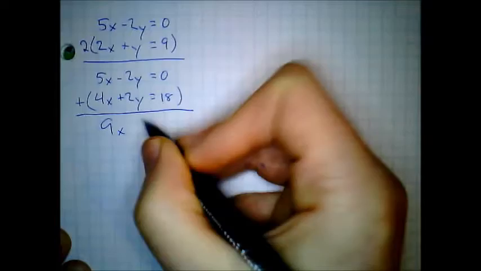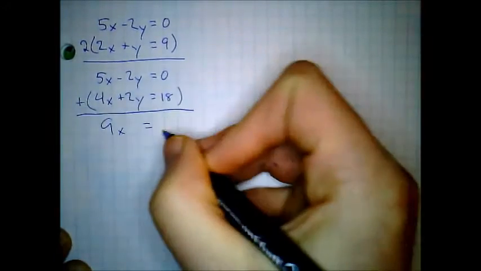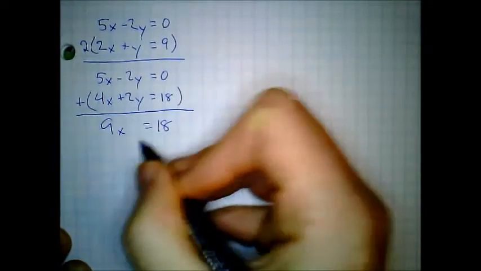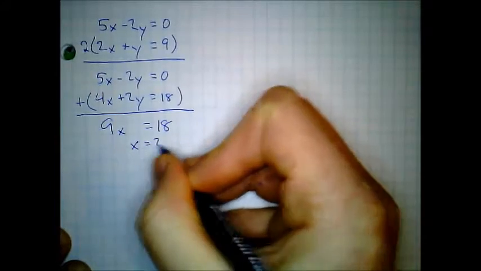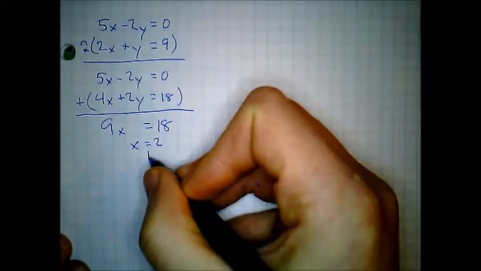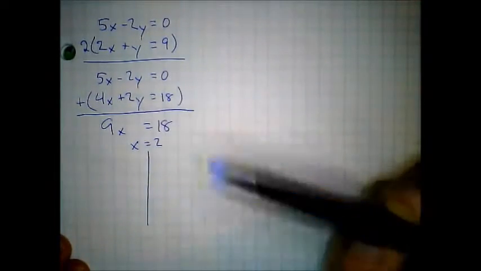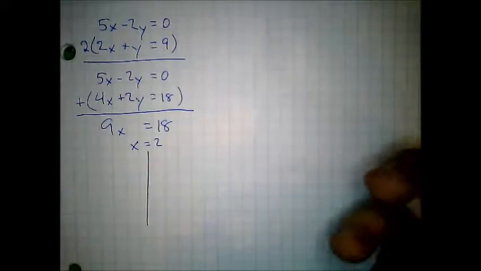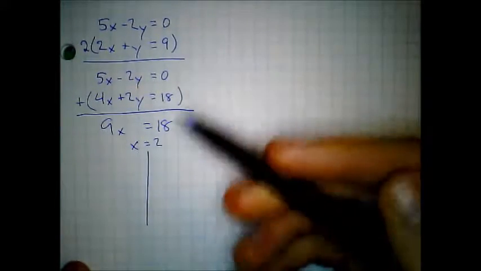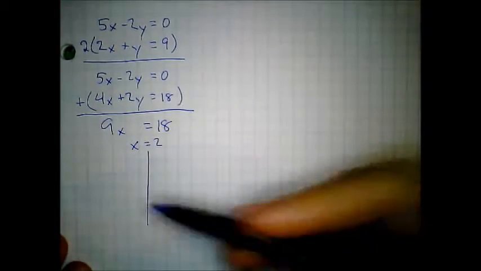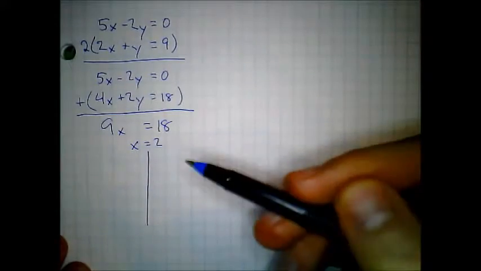5x plus 4x is 9x. Our negative 2y plus positive 2y cancels out. And 0 plus 18 is 18. So 9x equals 18 means x equals 2. Great. Now, like always, we still have to figure out what our y was. As you see, we have a whole lot of equations here, and we don't want to get confused. We just want to figure out in our original two equations, when x equals 2, what's our y?